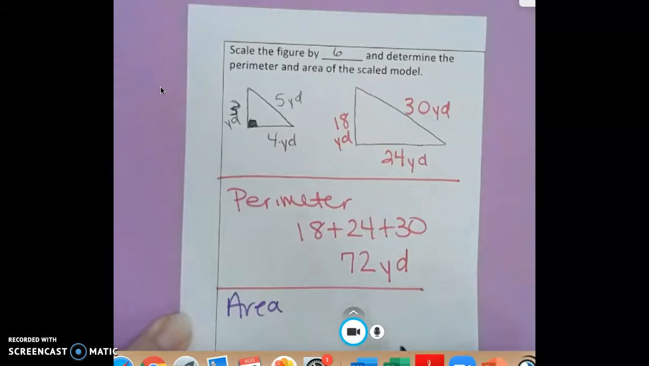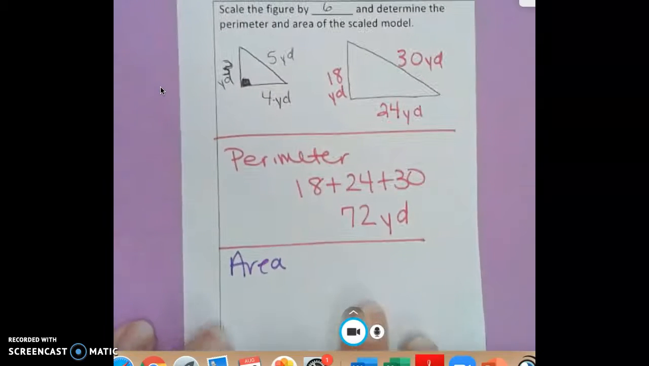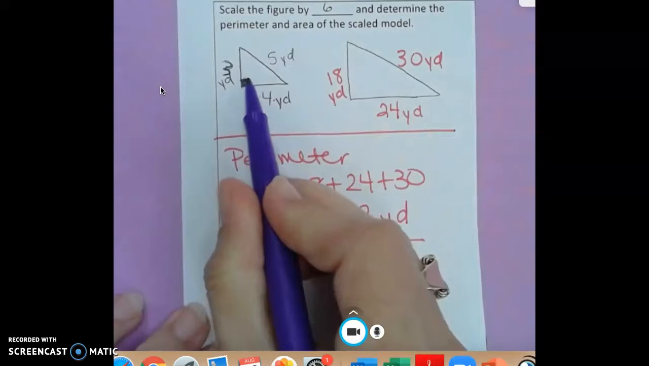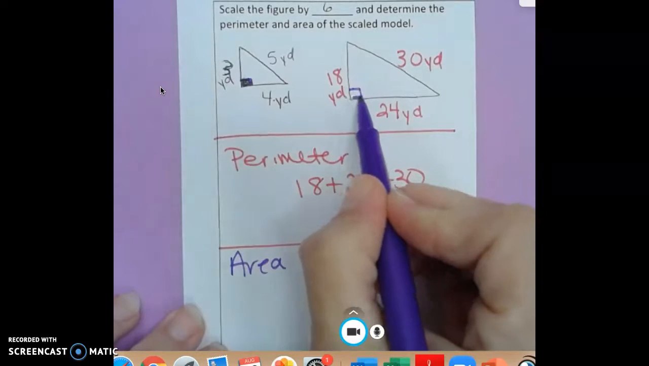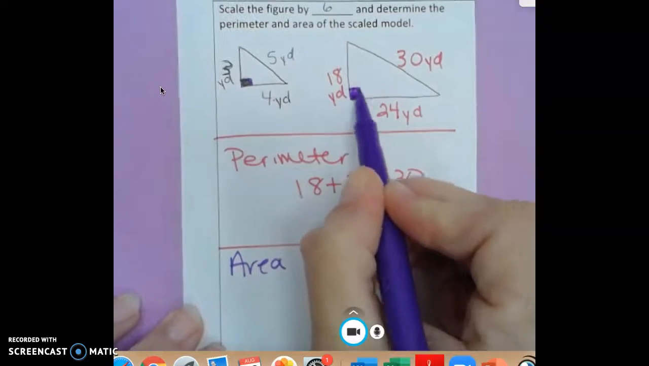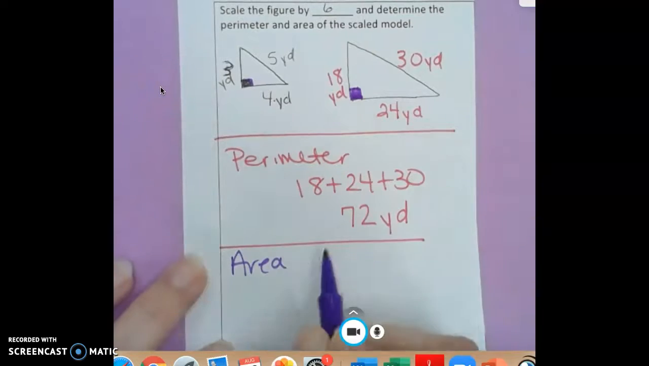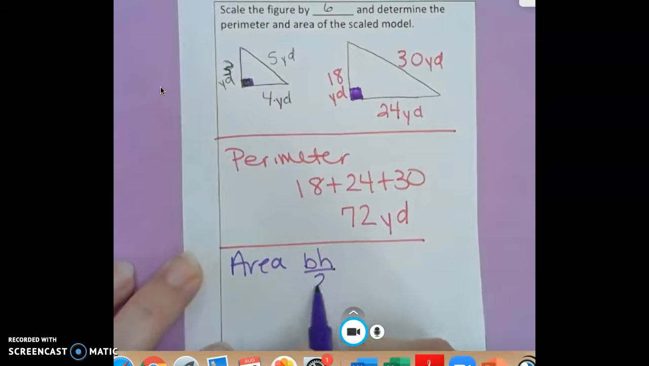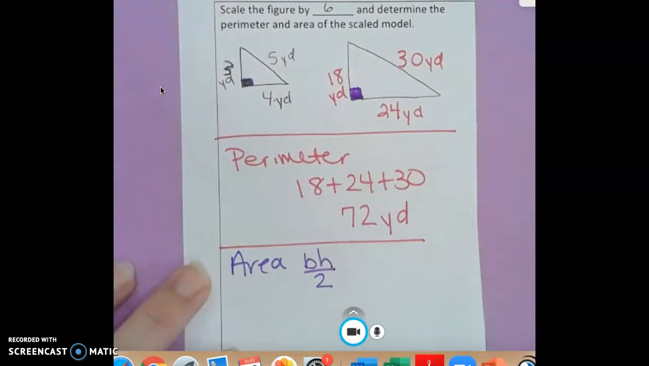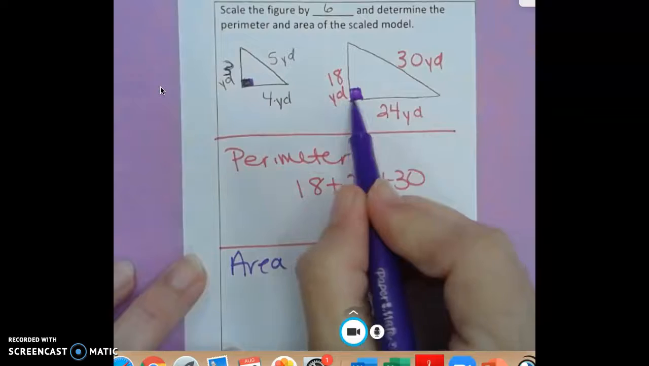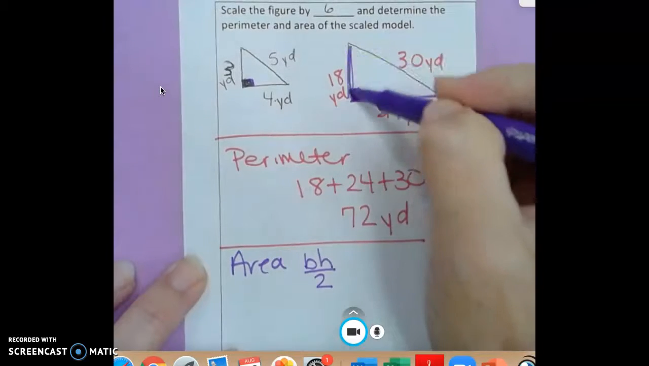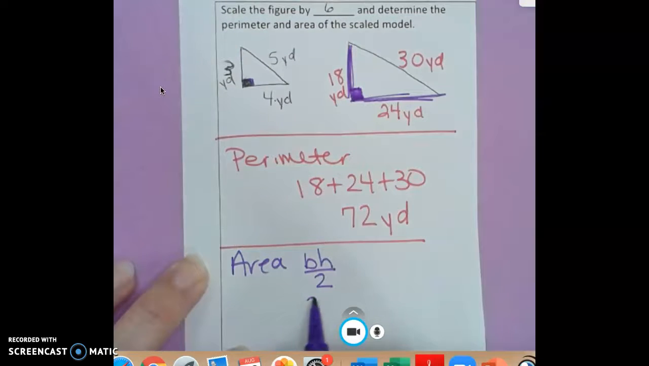I didn't draw this in, but remember last week we talked about how the area makes this little box. Well, I did draw it in on this one, but I didn't draw it in on this one. So we know that the base times the height divided by 2 gives us the area. So we've got to determine what is the base and what is the height. The base and height are shown by that right triangle. So we've got 24 times 18, and then we're going to divide that by 2.